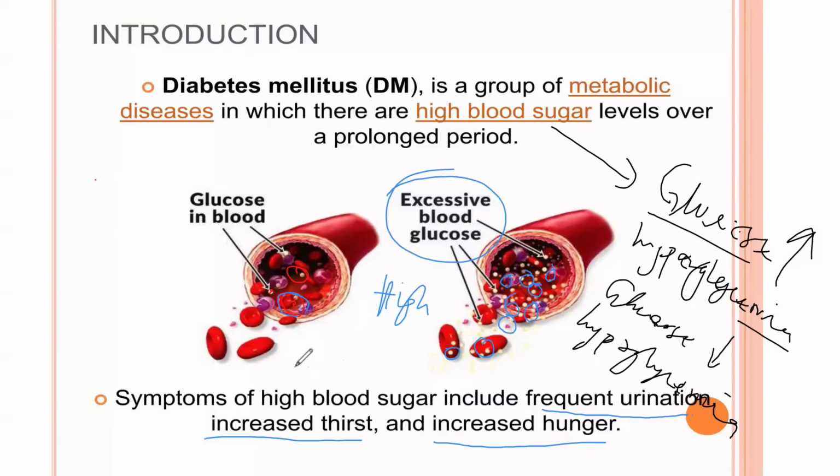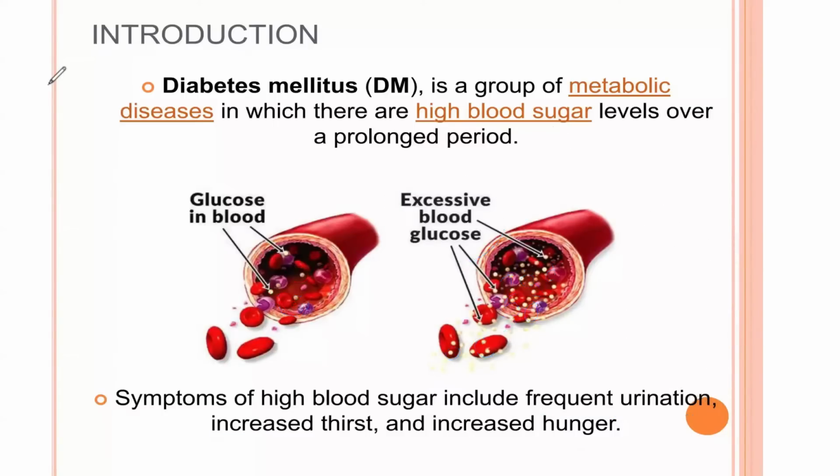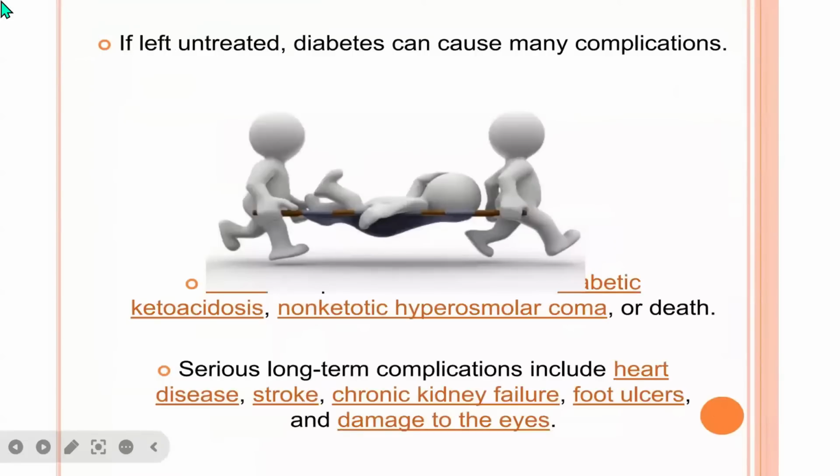So it's a metabolic disorder, and it occurs when the blood glucose level is high over a long period of time. If the disease is left untreated, it can cause many complications, because diabetes is linked with so many disorders. It's linked with ketoacidosis, non-ketotic hyperosmolar coma, and serious long-term complications include heart disease, stroke, chronic kidney failure, foot ulcers, and damage to the eyes.